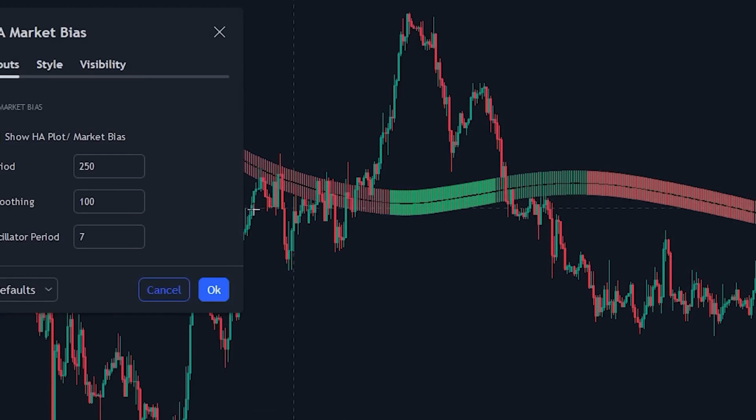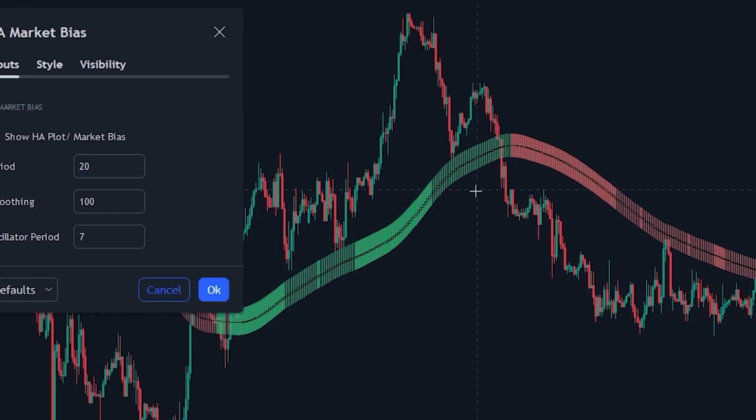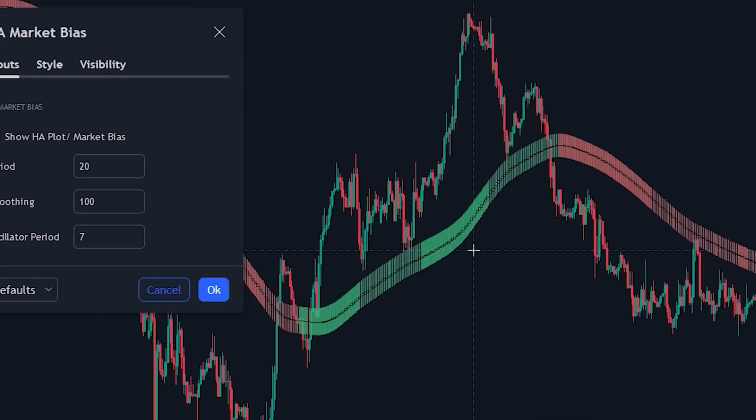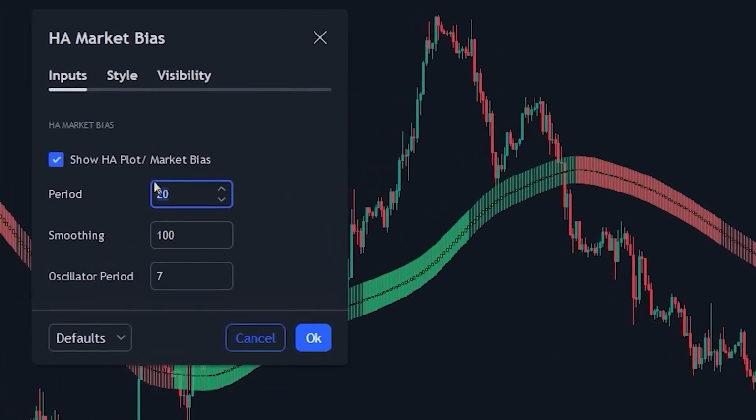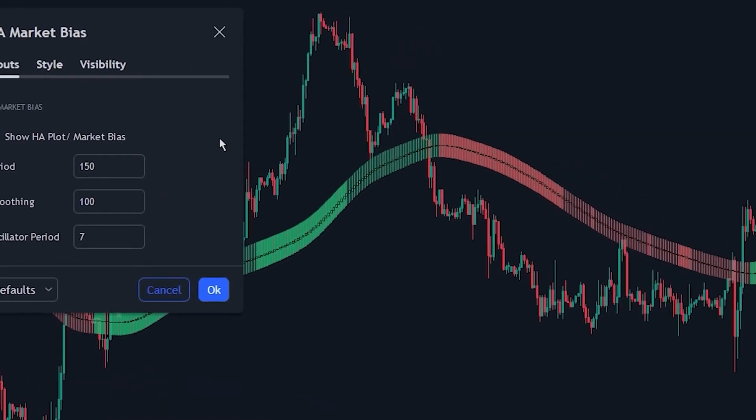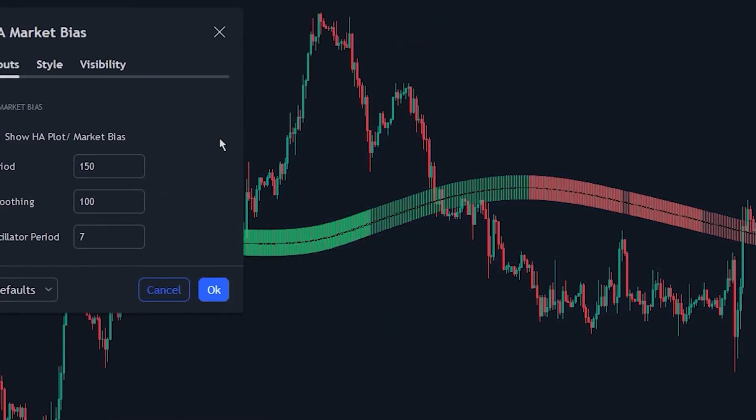On the other hand, when the length is decreased, the indicator becomes more sensitive to changes in the price action, causing the indicator to show a shorter-term market bias. Since we want to decrease the sensitivity and see stronger and longer-term trends, we will be changing this setting to 150. Next, let's discuss the smoothing setting of the market bias indicator.